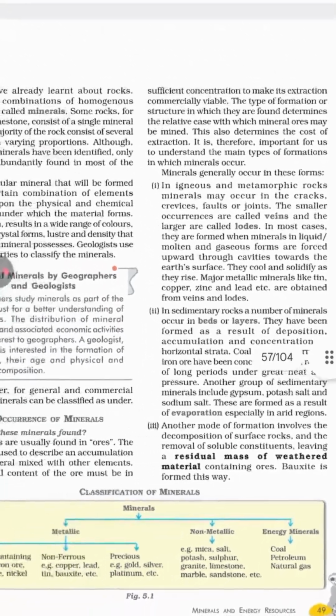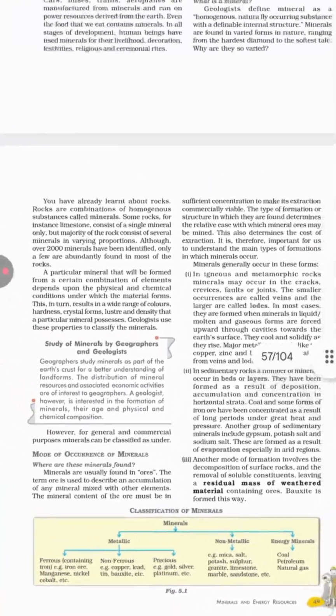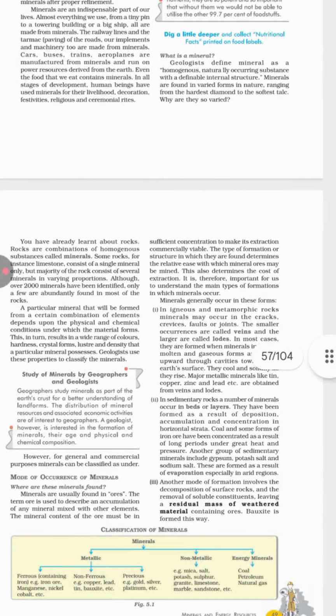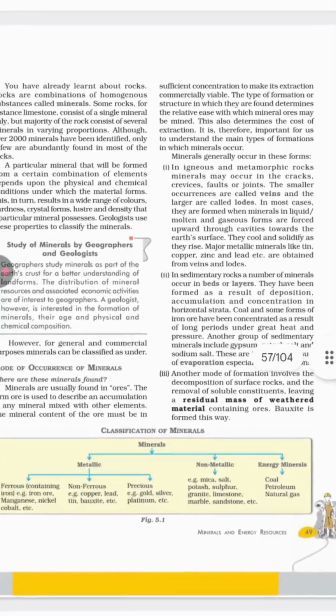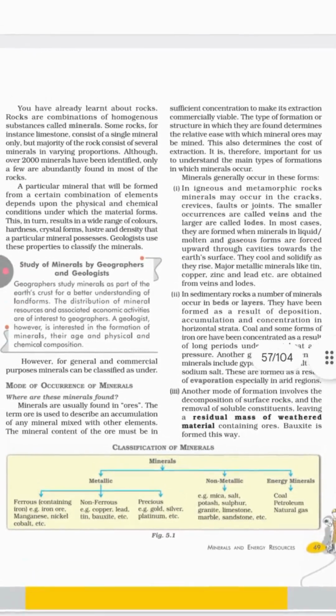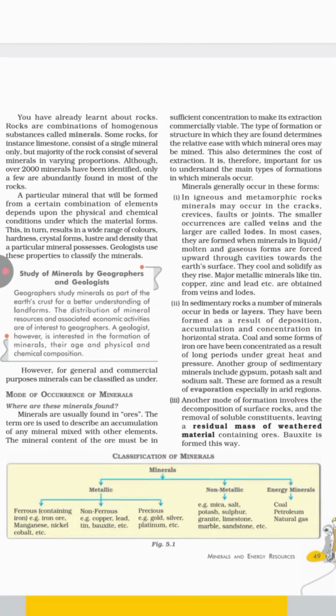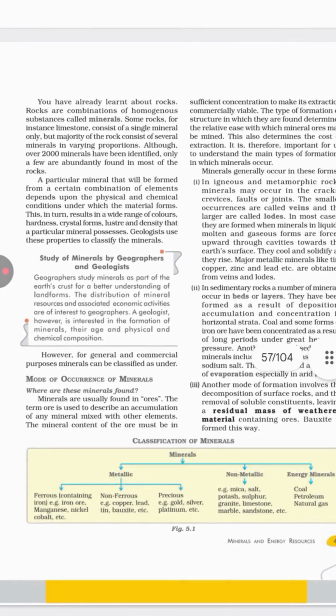Now, how do you classify the minerals? See, when you are writing the answer, if there is a question on classification of minerals, I would suggest that you improve the quality of your answer by drawing this diagram. Like see, minerals: metallic, non-metallic, energy minerals. And under metallic minerals you have ferrous, meaning which contain iron, non-ferrous, which do not contain iron, and precious, meaning gold.